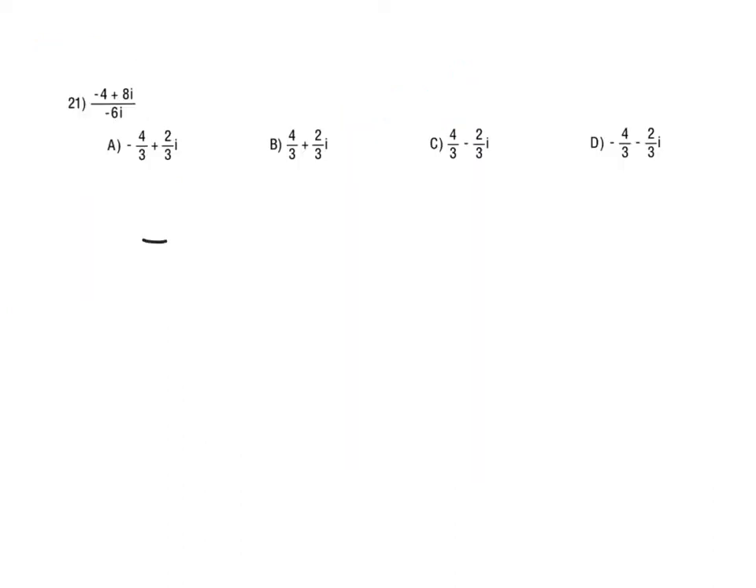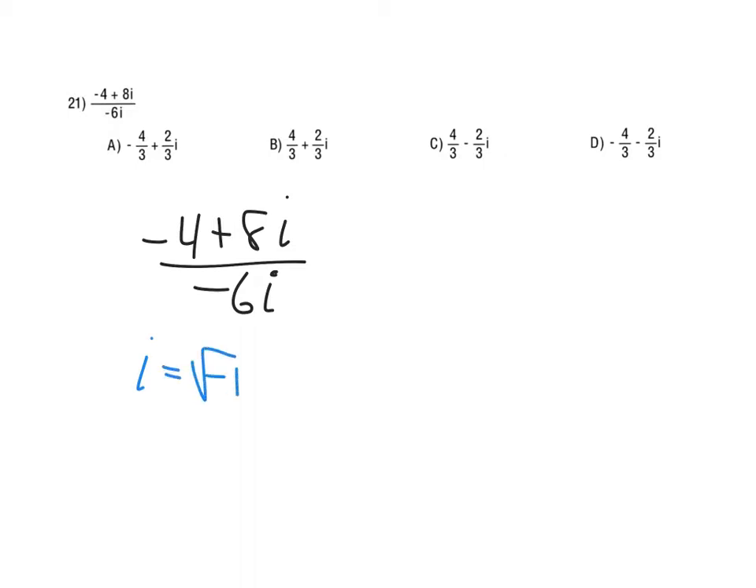Problem 21. This one's a little bit different. I'm still going to quote-unquote rationalize the denominator, but here, since i is equal to the square root of negative 1, I'm going to multiply both the top and the bottom by i. I want to make the i's disappear in my denominator.